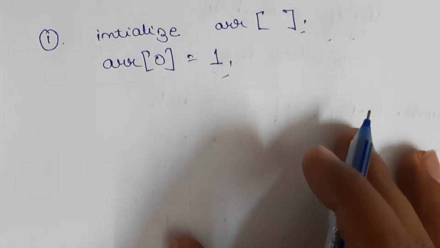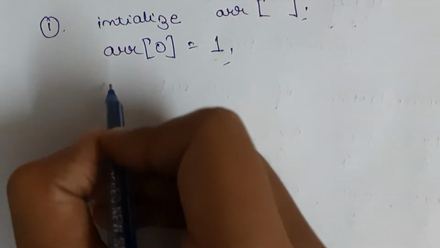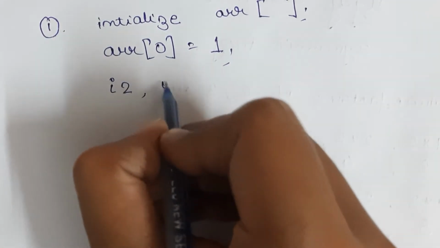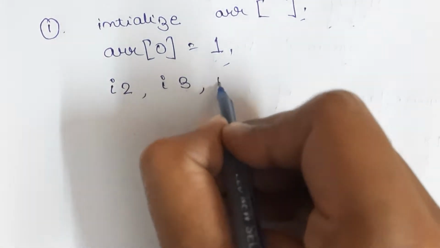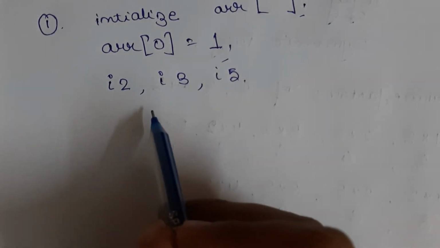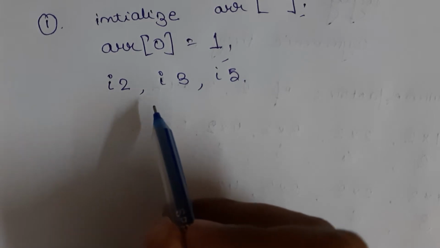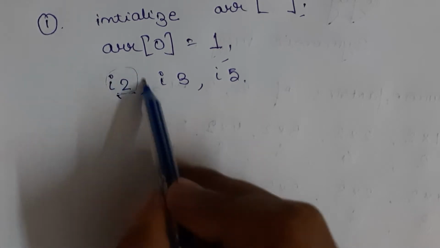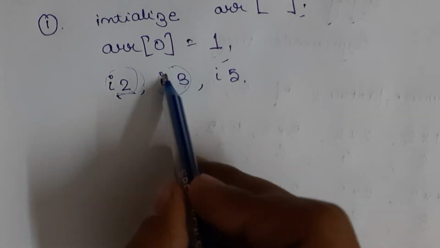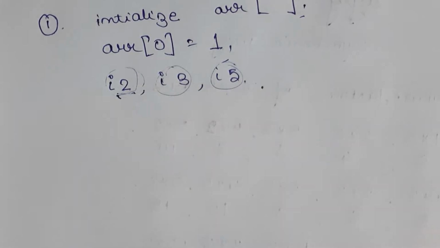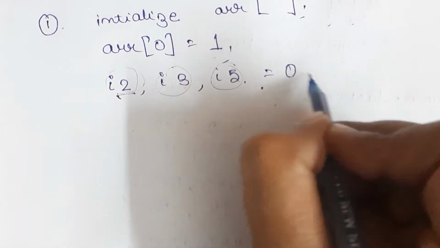Now I will take three variables, I2, I3 and I5. What are these variables? These are the three indexes. I2 means the multiple which contains only the multiples of 2, I3 contains only the multiples of 3, and I5 contains only the multiples of 5. I will initialize all three to 0.